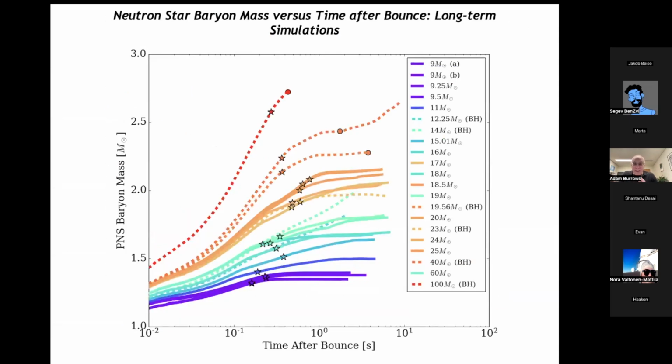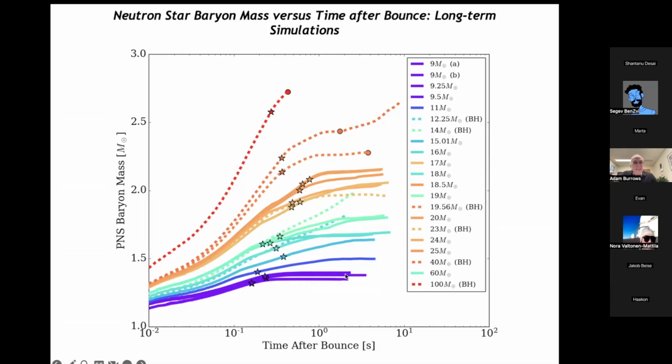This is the baryon mass versus time, where the time is logarithmic. This is 1/10 of a second, 1 second, 10 seconds after bounce, where bounce, again, is when you first exceed nuclear densities and you start to rebound. That happens very quickly, so if you get it to within a millisecond, that's perfectly fine. Each of these lines is one of the models, going from 9 to 100 solar masses. I'll call your attention to these purple lines here. These are lower mass progenitors. The stars indicate when things exploded.